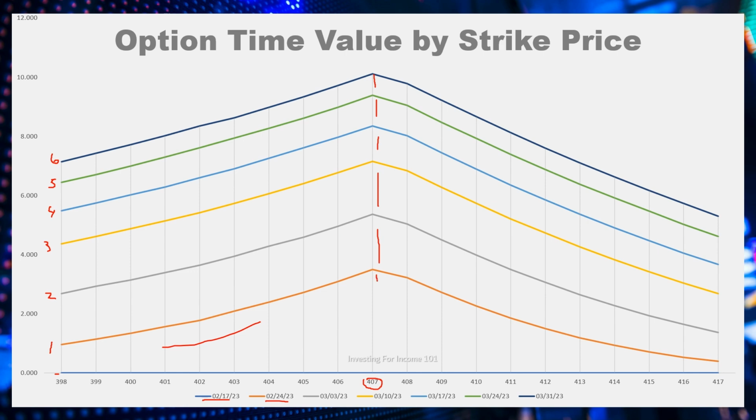And finally, in the last week, the time value has to go all the way from this value all the way till 0, right? So the decay in the last week of trading of the option is the highest.